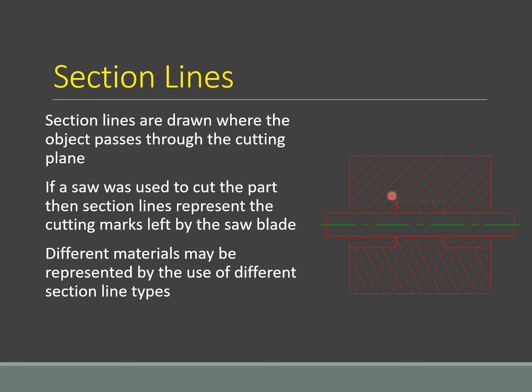For the actual section lines or the cross hatches, typically in mechanical drawings we just use a standard 45-degree line with an equal amount of spacing between them that's reasonable for the size of the part. This is an assembly, so I have a part here and a part here, and this is a shaft. You'll notice it uses two different kinds of cross hatches to help you see that there are a couple of different materials there.